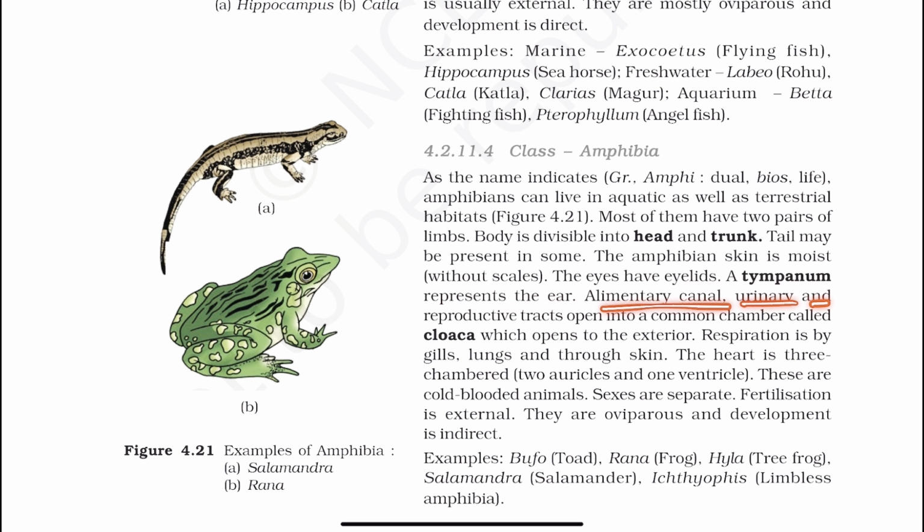Alimentary canal, urinary, and reproductive tracts open into a common chamber called cloaca, which opens to the exterior. Respiration is by gills, lungs, and through skin. The heart is three-chambered, two auricles and one ventricle. These are cold-blooded animals. Sexes are separate. Fertilization is external. They are oviparous and development is indirect. Examples: Bufo, toad, Rana, frog, Hyla, tree frog, Salamandra, salamander, Ichthyophis, limbless amphibia. Figure 4.21 Examples of amphibia: A. Salamandra, B. Rana.